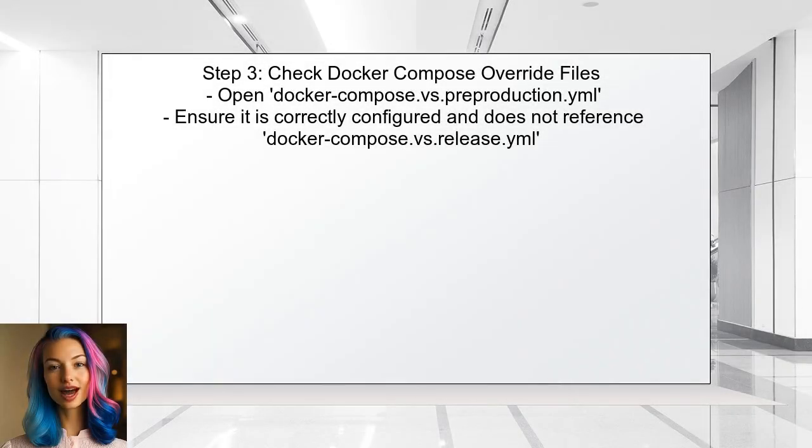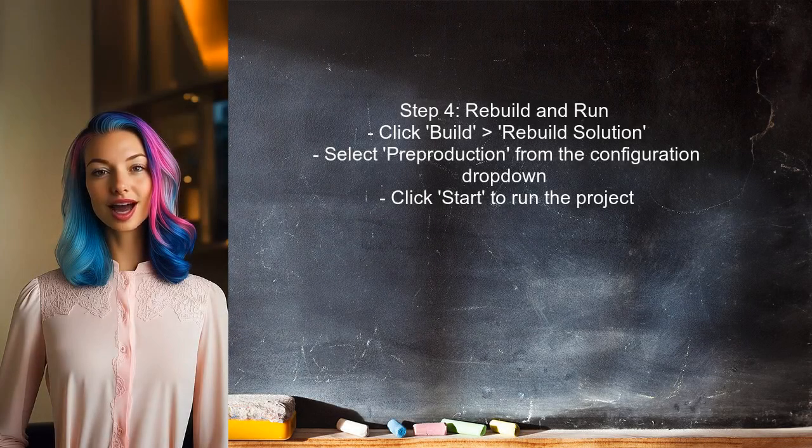Now, the user needs to check the Docker Compose override files. They should confirm that the custom configuration file is included and that it does not default to the release configuration. Finally, the user should rebuild the solution and run the pre-production configuration. This will help confirm that the changes have taken effect and that the correct Docker Compose file is being used.